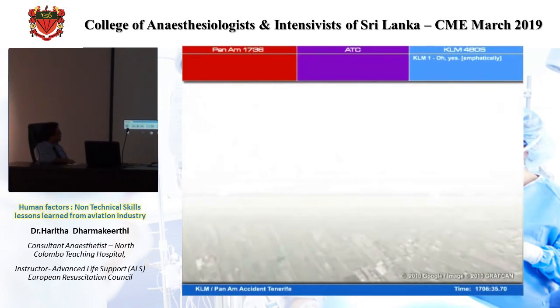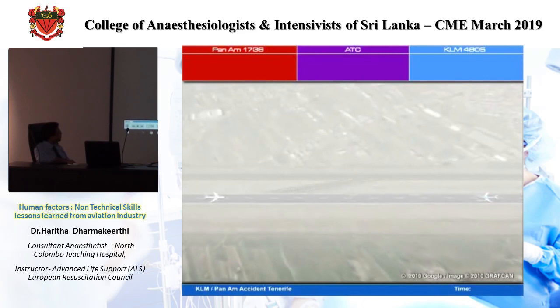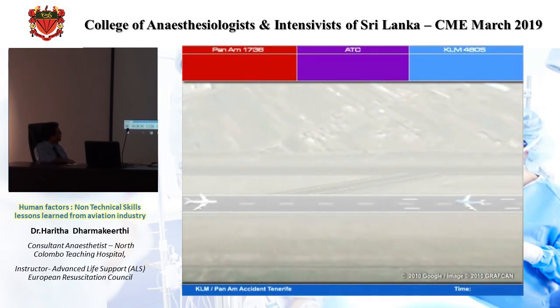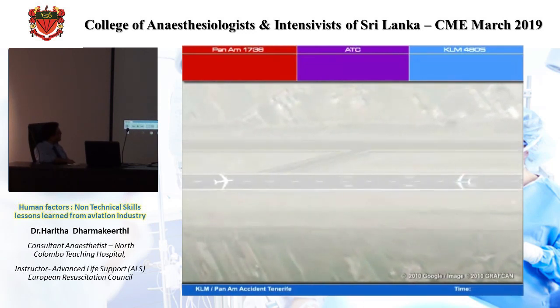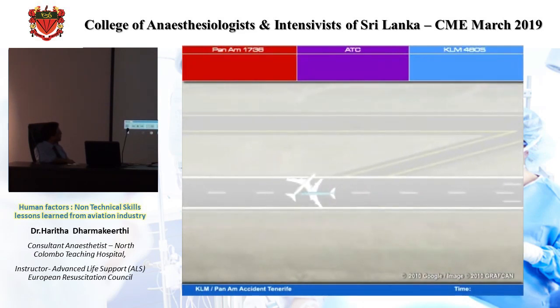At approximately 5:06 and 38 seconds, the Pan Am flight crew saw the KLM airplane coming at them out of the fog. The Pan Am crew attempted to avoid the collision by accelerating and turning left towards the grass. 9 seconds later, the two airplanes collided on the runway just short of the C4 taxiway. Of the 248 passengers and crew aboard the KLM flight, there were no survivors. 335 of the 396 aboard the Pan Am flight were killed, making this the deadliest accident in the history of aviation.